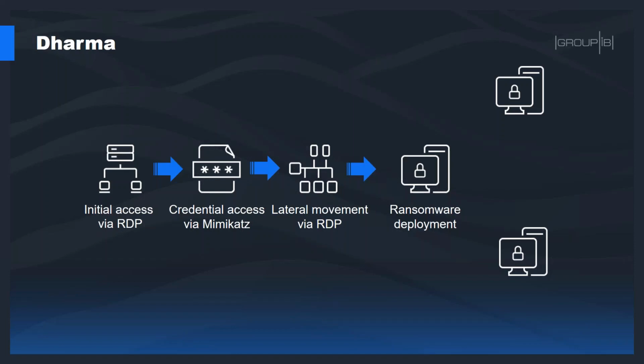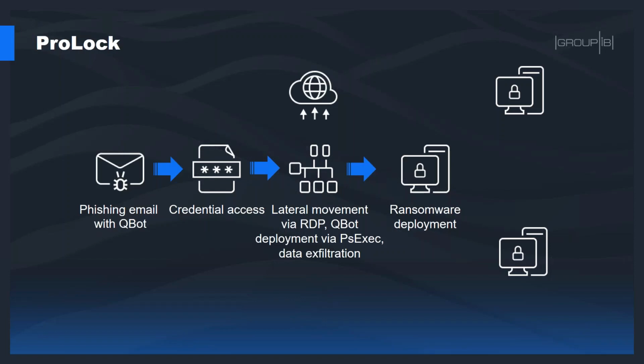They may use something like Advanced IP Scanner or Advanced Port Scanner to understand which hosts are accessible via RDP, and then move laterally and deploy ransomware manually. So the kill chain is quite simple. But let's look at another kill chain. This is Prolock. Prolock has already been covered. We are going to release a white paper and already have a post on the blog. So if you want to learn more about it, you're welcome.